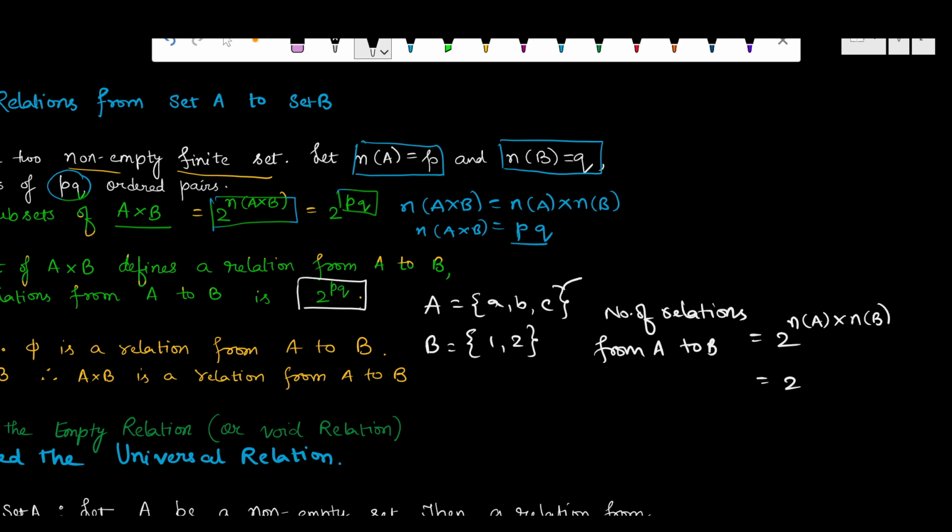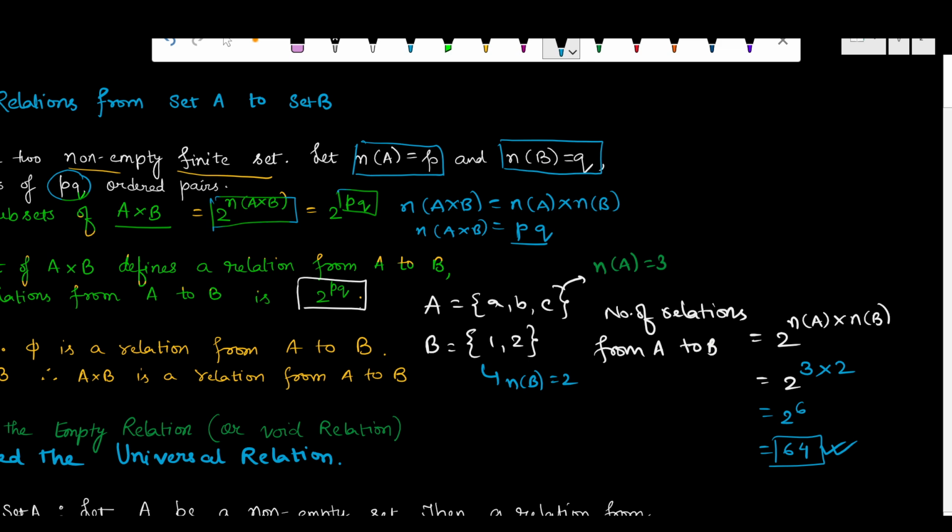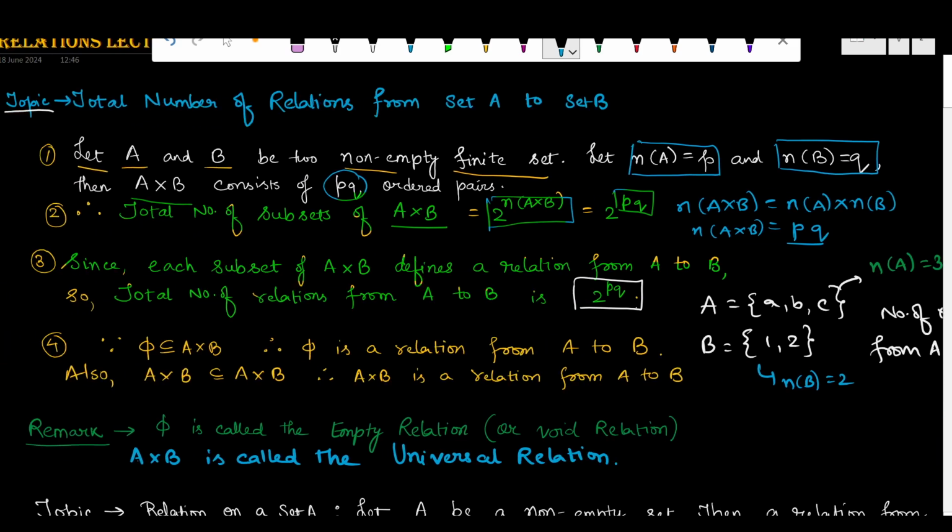So here cardinality of A is what? A contains 3 elements, so the cardinality of A is 3. Similarly B contains 2 elements, so the cardinality of B is 2. So 2 to the power 6, which is equal to 64. So the total number of relations from set A to B is 64, right? I hope this concept is clear to all of you.